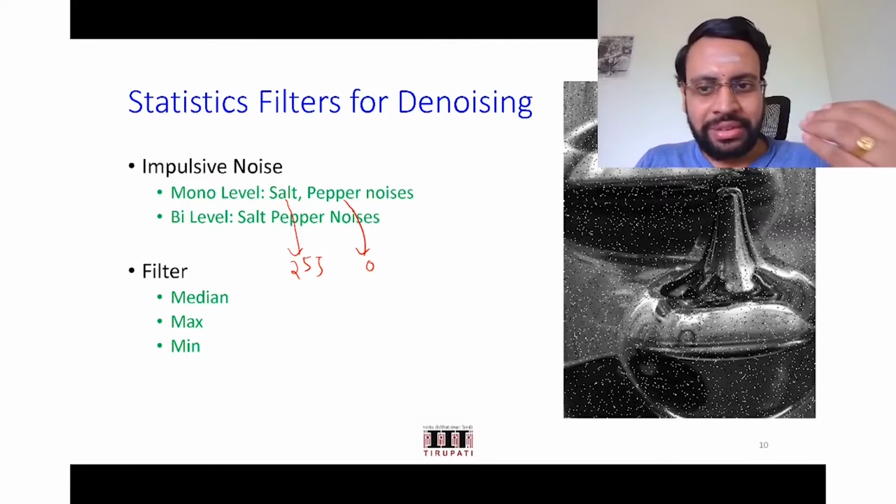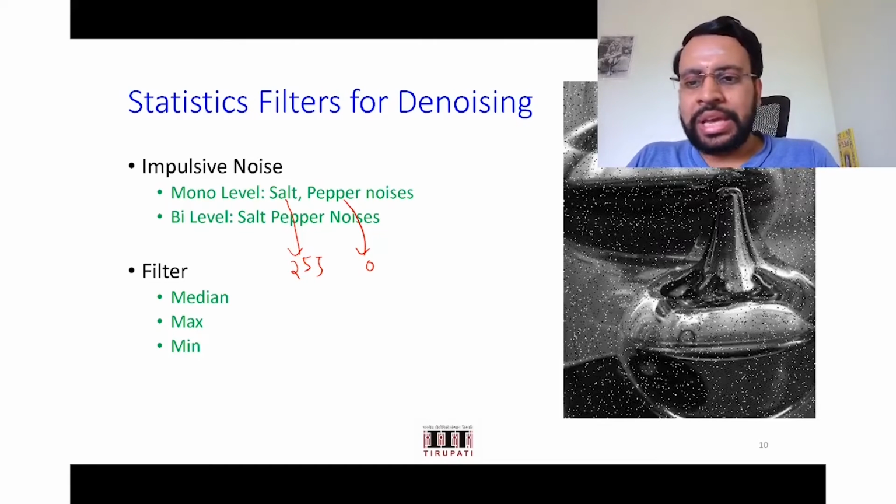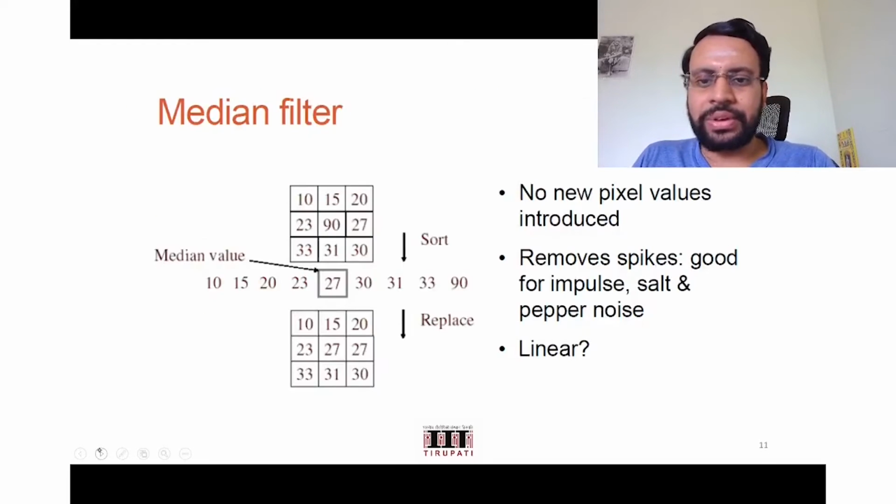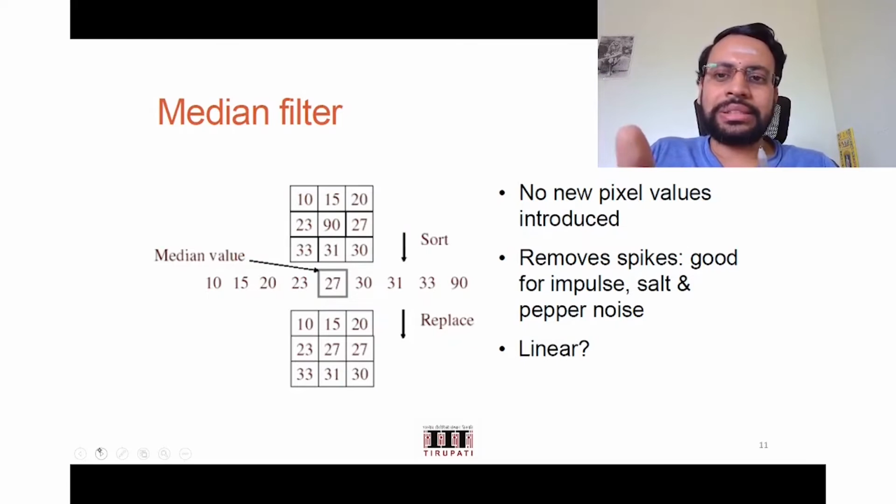If these are the values that are getting added to your image, most of the time nonlinear filters, particularly a filter like the median filter, would be able to do a very good job even when compared to your weighted averaging filter or Gaussian filter. Let's see some illustrations for it. First, before that, let's see how a median filter works.